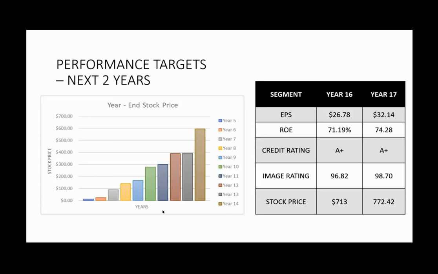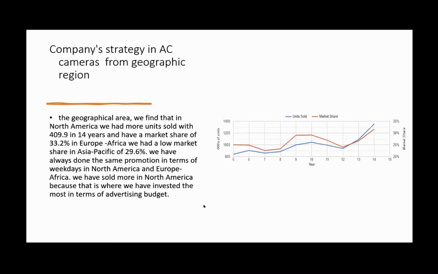For the stock price, I think we have performed very good. As you can see in our graph on the left side, we have jumped very high from year 13 to 14. That motivated all of our co-managers to set our target a little bit higher. So for the stock price, we set our target to increase 20% for year 16 to $713, and for year 17, we want to set our target to increase our stock price by 30%, which would put us at $772.42. That's all I have for my slide. My co-manager will present another slide.